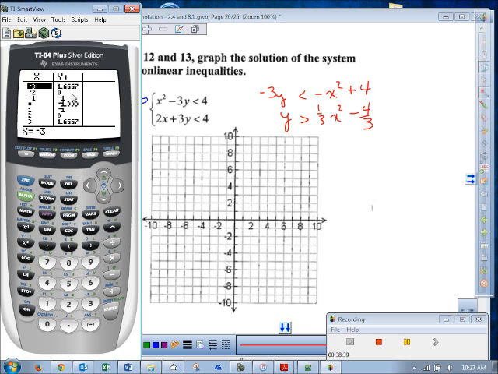That's a 0, that's a 0. That's a 1.6 repeating, that's a 1.6. You see the symmetry around that point? So that tells you that that's the vertex. But what is that as a fraction? That's 0, -4/3, or -1 1/3, right?